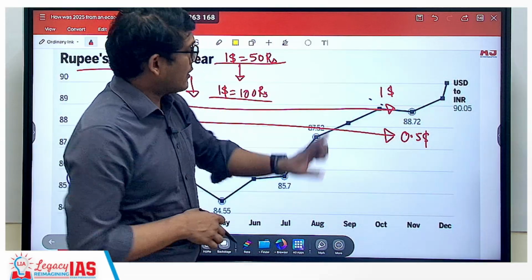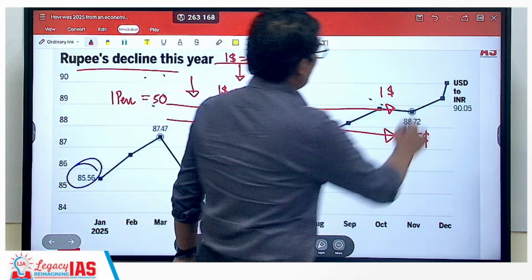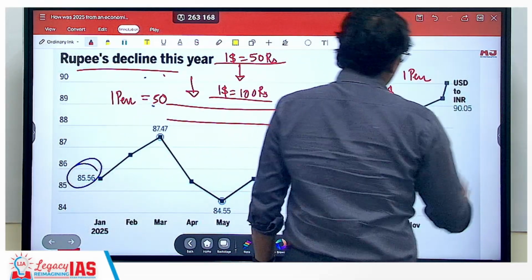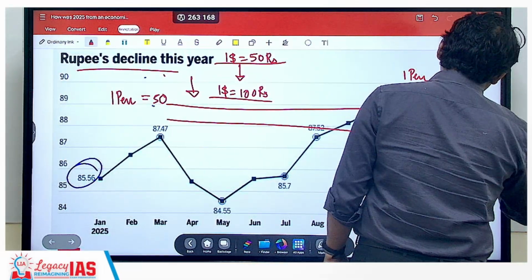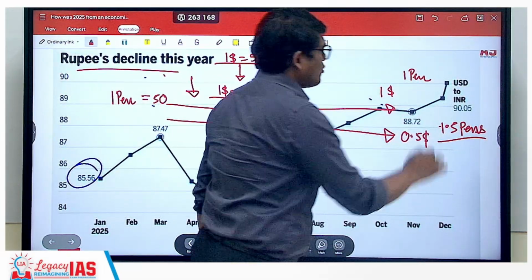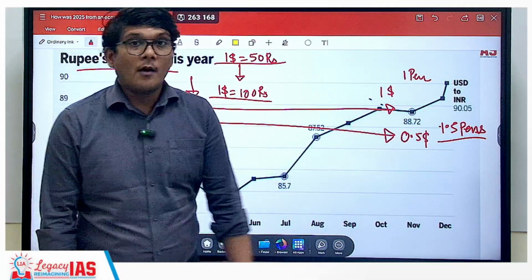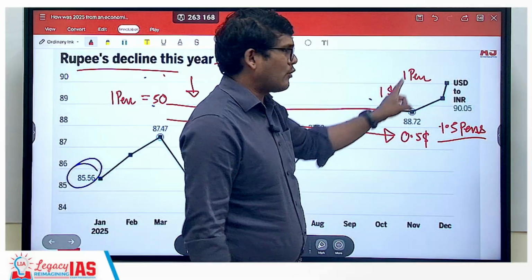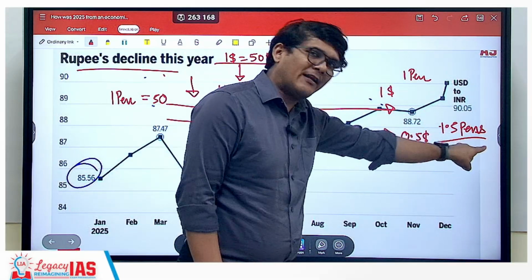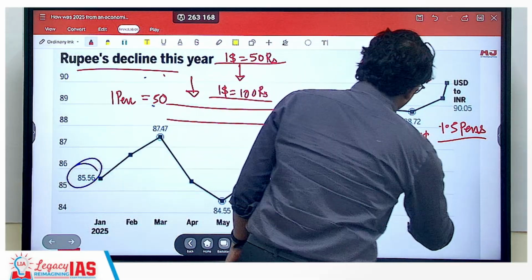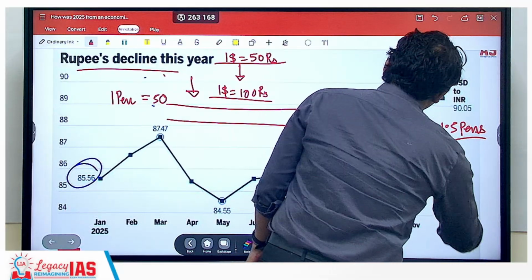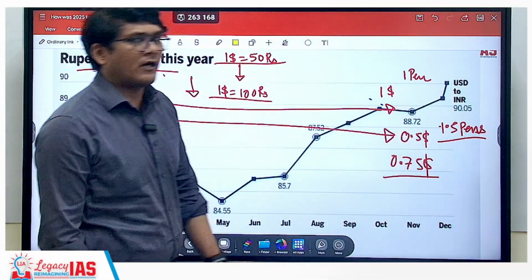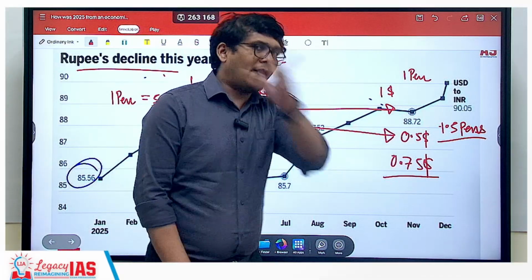But remember, the volume will increase. Let's say instead of 1 pen which they were buying here, now they may want to buy 1.5 pens. So our volume of export is increased by 50%. But the value need not necessarily increase. Why? 1 pen into $1 is $1. 1.5 pens into $0.5 is only $0.75. So even with the increase in the volume of the exports, the value need not necessarily increase.